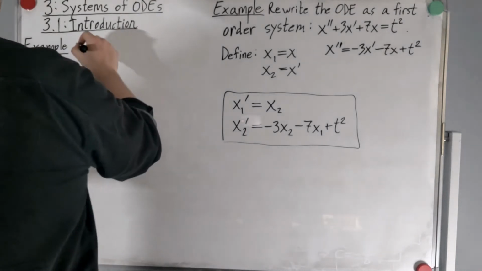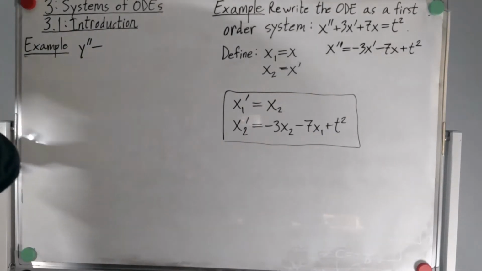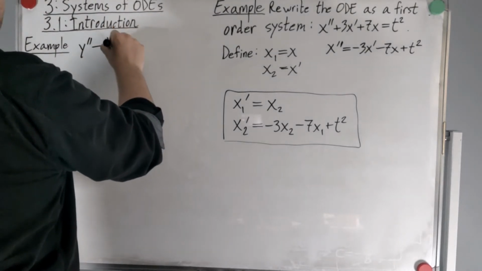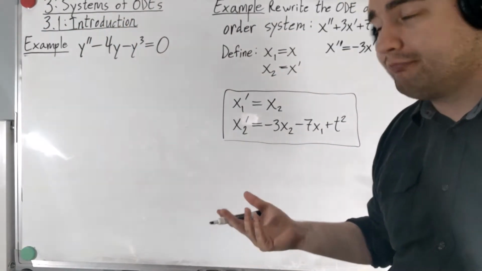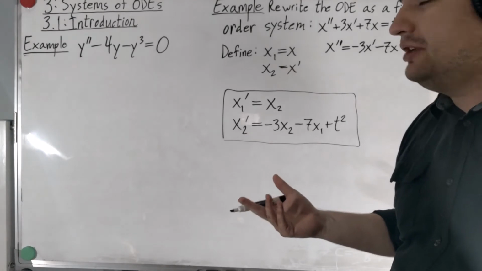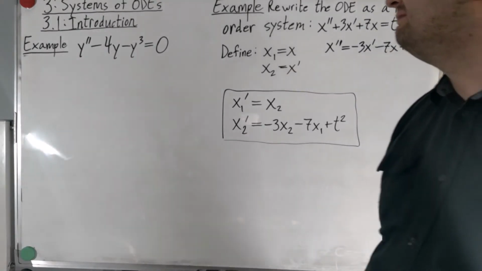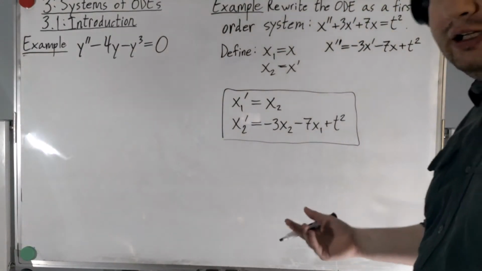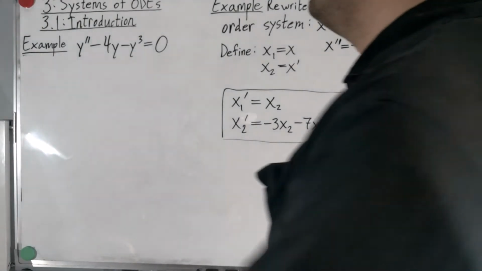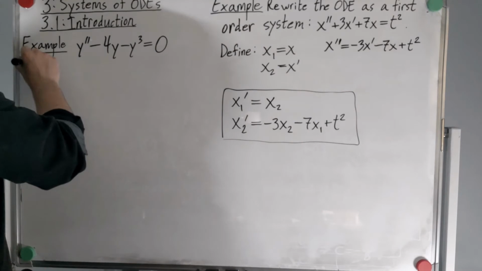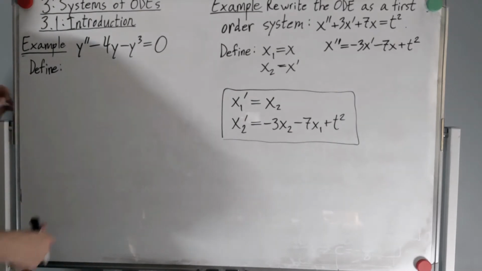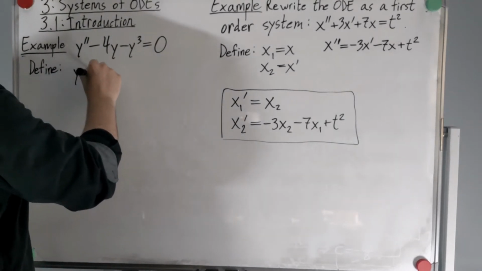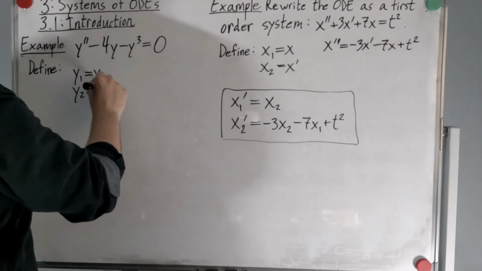Let's suppose we have y prime prime minus 4y minus y cubed equals 0. So this is a nonlinear ODE with constant coefficients. Okay? And therefore we can expect the resulting system to be nonlinear and have constant coefficients. So, define as many new variables as the order of the ODE. In this case, we're going to define y1 equals y, y2 equals y prime.